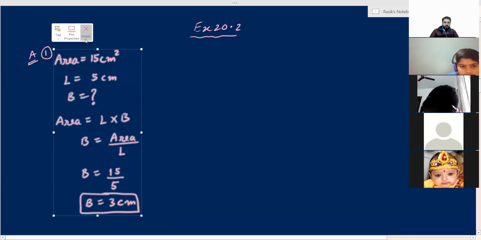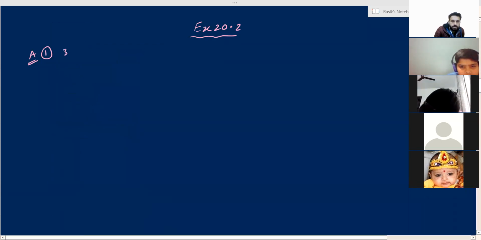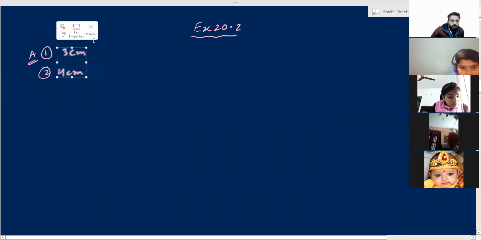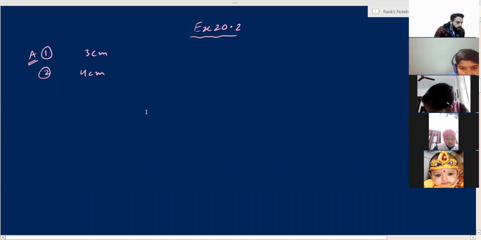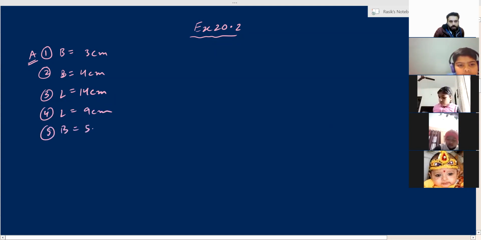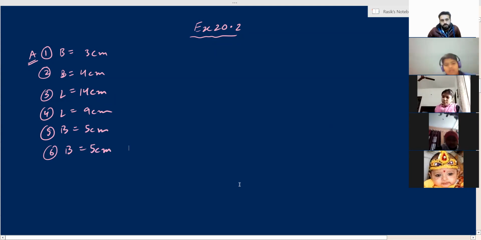Okay, so I am writing the answers of all the parts on the board. Everyone, please check your answers. 3 centimeters, first one, second one, 4 centimeters. Here you have to find the breadth in both the parts. First one, the breadth is 3. Second one, the breadth is 4. Third one, the length is 14 centimeters. Fourth one, the length is 9 centimeters. Fifth one, the breadth is 5 centimeters. And sixth one, the breadth is 5 centimeters. These are the answers.